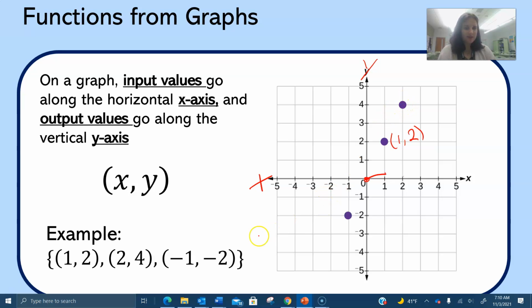And then we can have negatives too. So -1, -2. I start at the origin, I go to the -1, which is x, you go over and then up or down. So go over -1 and then down 2 since it's negative, so down to -2.